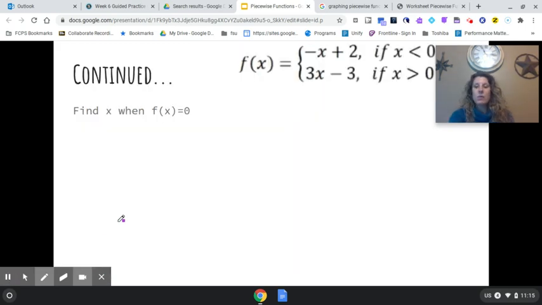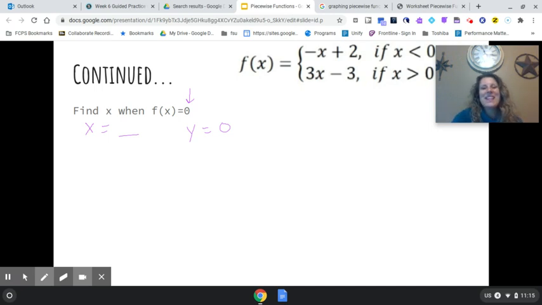Just like when we were evaluating using a graph, we could be given the y value and asked to find the x value. So these next couple of examples are going to go over how to do that. So for this first example, we're asked to find x, so we do not know what x equals, but we know the output of the function, or the y value, is 0. So what we're going to do is plug that into both of these functions and see which one is the solution.